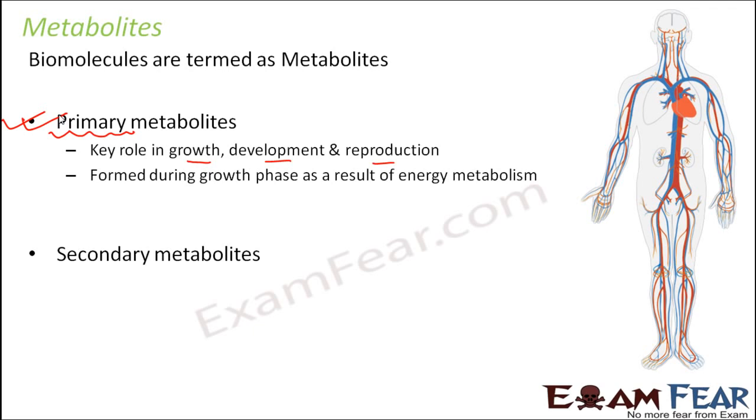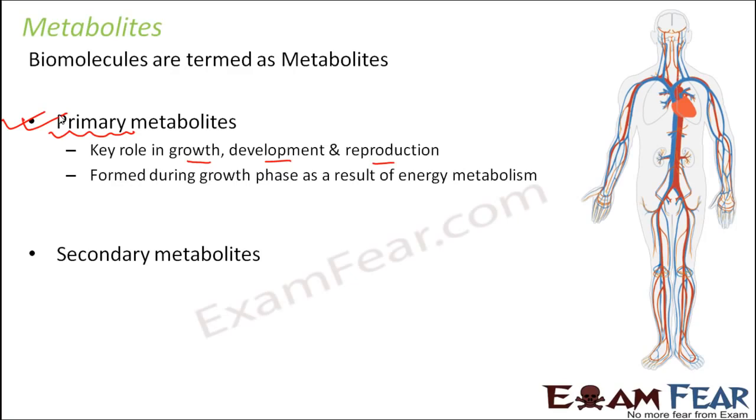So when are these metabolites formed? As I said, biomolecules are formed by a living organism. So when are these biomolecules formed? Because they are needed for growth, they are formed during the growth phase as a result of energy metabolism. What is energy metabolism? It is the result of the metabolic reactions, or the chemical reactions, taking place inside the body of a living organism. These chemical reactions take place during the starting of the growth phase, so that more and more primary metabolites are produced, and they in turn will help in growth of the organism.